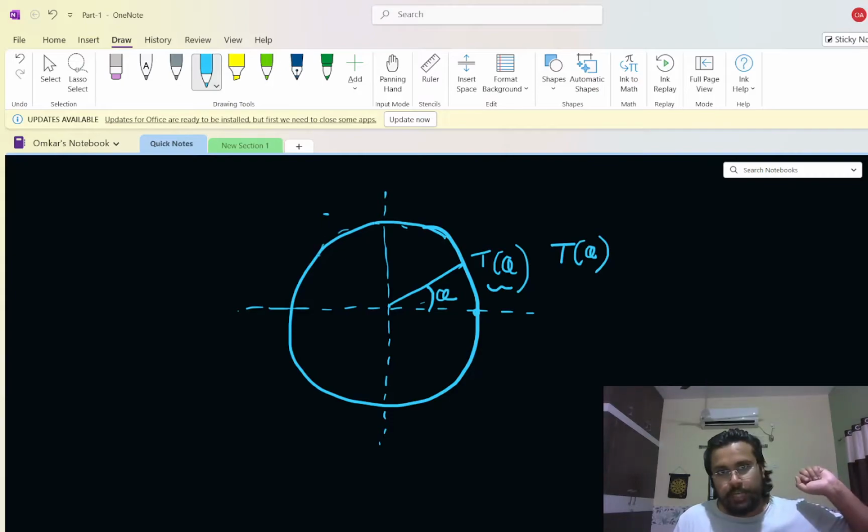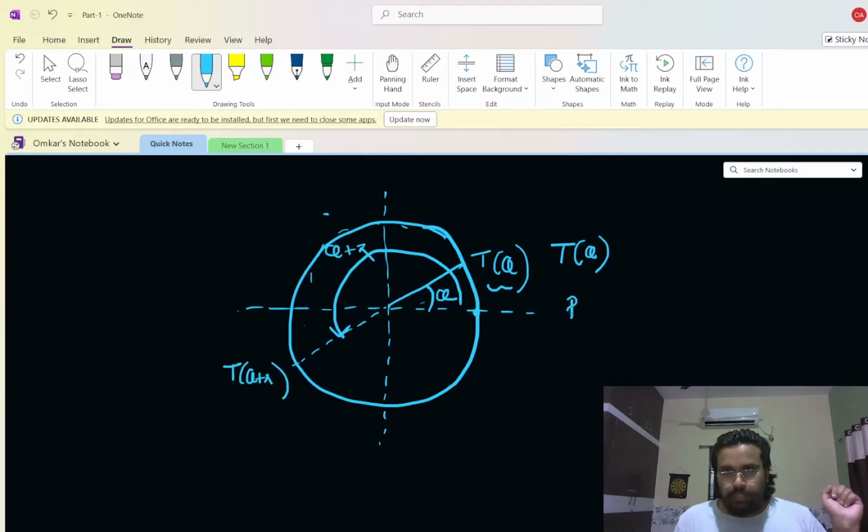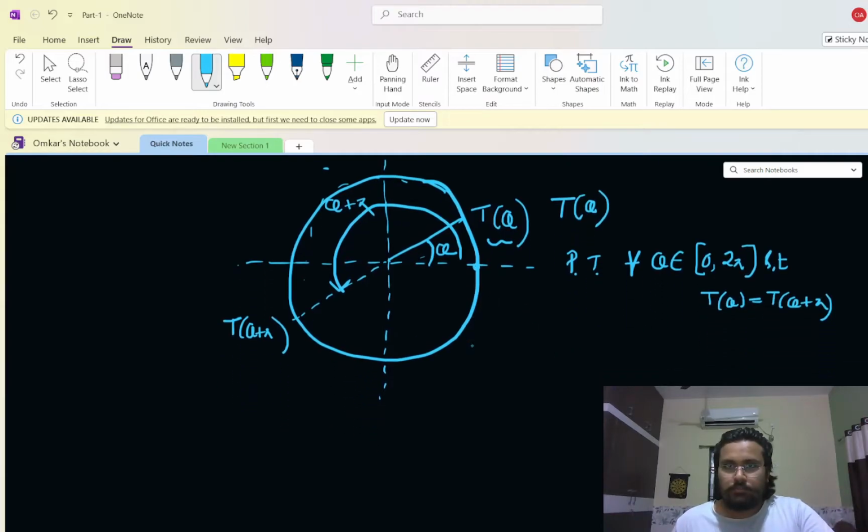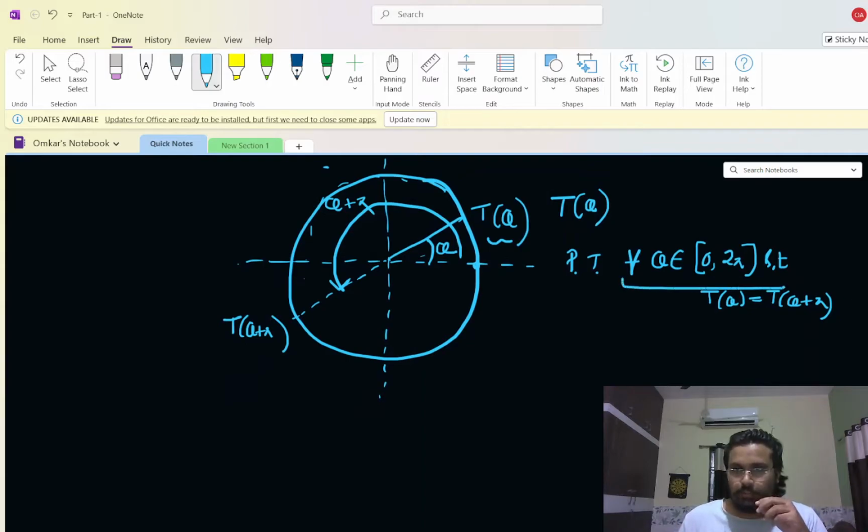Now, what we want to prove is, so this is theta, and this is theta plus pi. The temperature will be T of theta plus pi. We want to prove that there exists some theta which belongs to 0 to 2 pi such that T of theta is equal to T of theta plus pi. This is what we are supposed to prove, right? So in a nutshell, this is all we want to do. We want to show there is some angle such that this condition holds true.